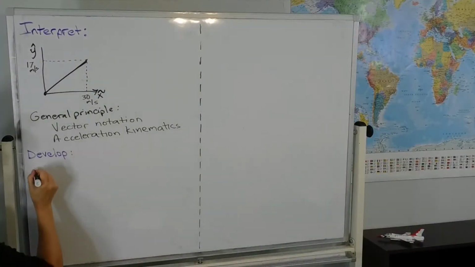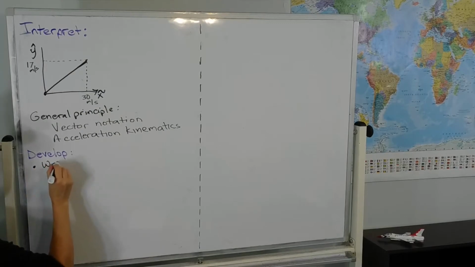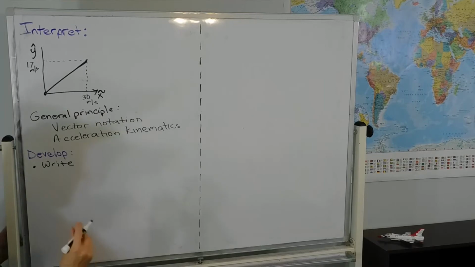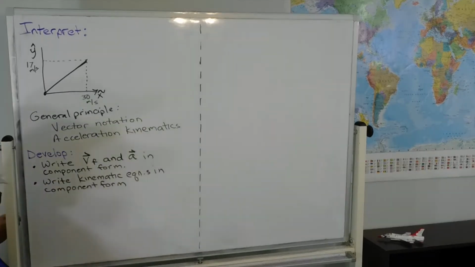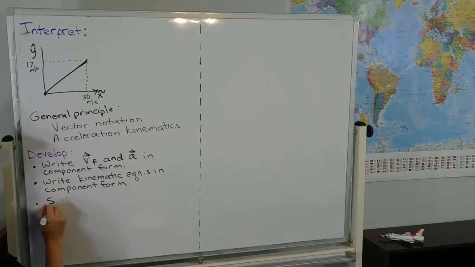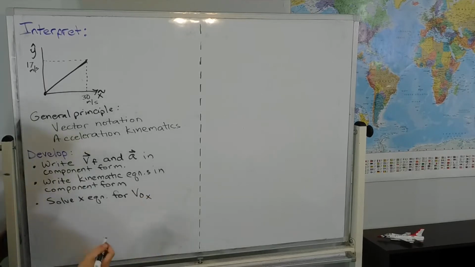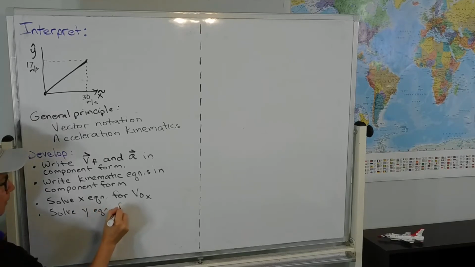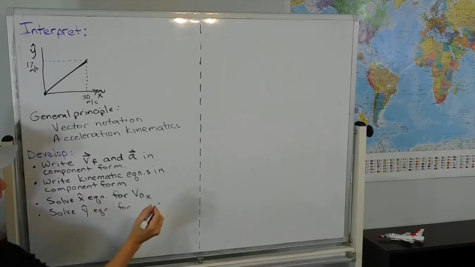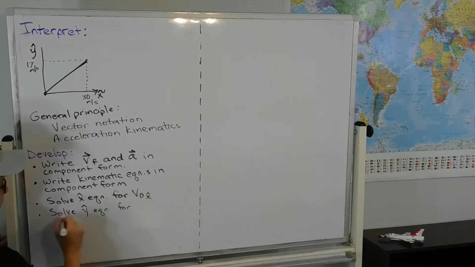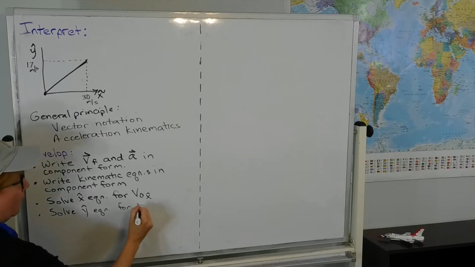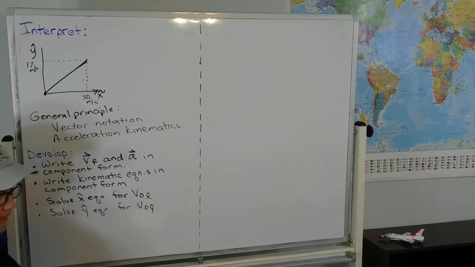The steps we're going to employ: first, we will write the given final velocity vector and acceleration vector in component form. Then we'll write the kinematic equations in component form. Then we're going to solve the x equation, the x component, for the initial velocity vector's x component. And similarly, we're going to solve the y hat equation for the y component of velocity.